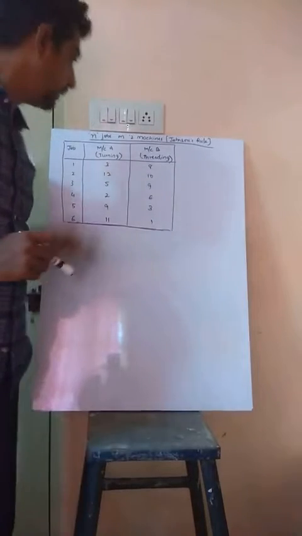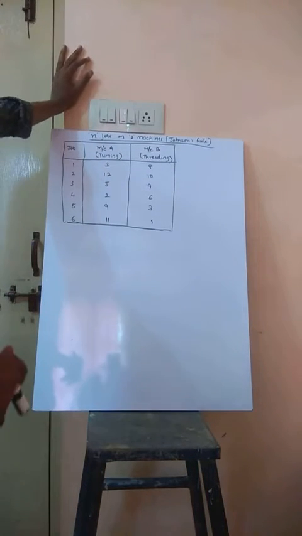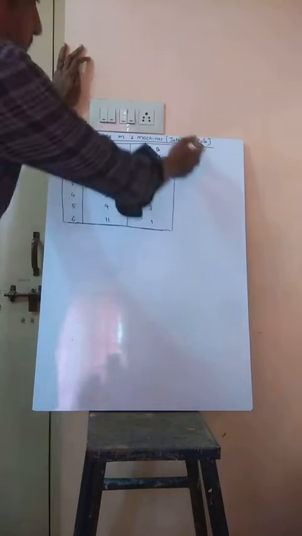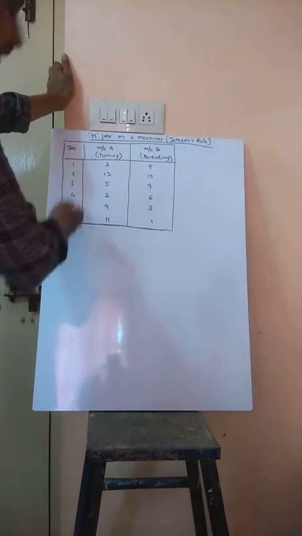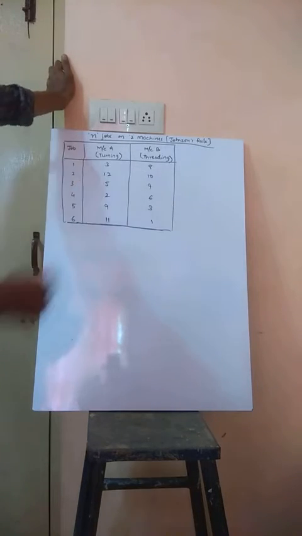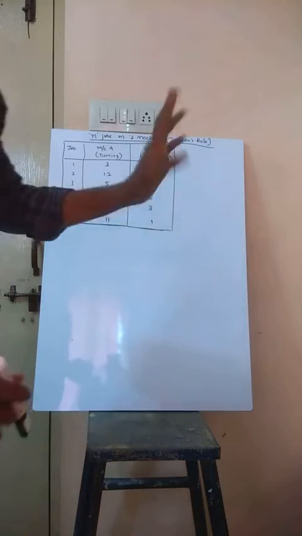Okay, now we will be discussing the first type of problem in sequencing, that is n jobs on two machines. It is also called Johnson's rule. Here they will be giving six jobs and two machines, machine A and machine B. Machine A is turning, machine B is threading.